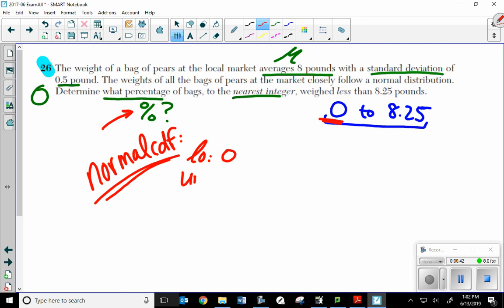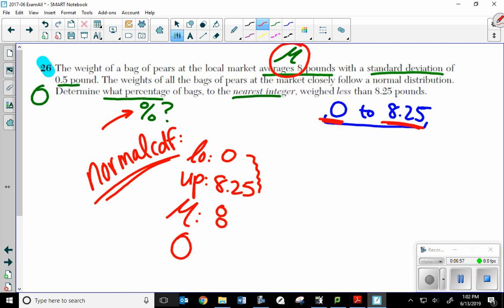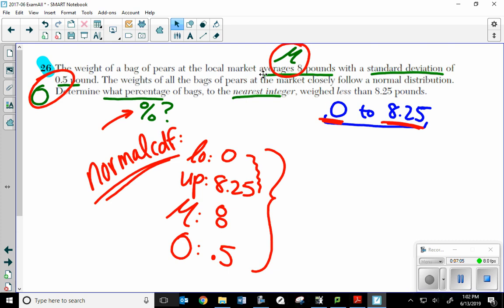I need an upper end to my interval, because we're telling the calculator the interval we want right here. That's what this does. We need a mean. Oh, look at that. And we need a standard deviation. Holy smokes, we got everything we need. So this will give us a probability, which is a percent in decimal form. We just need to convert it from decimal form to percent.